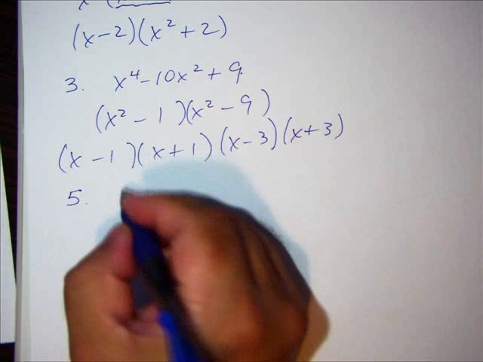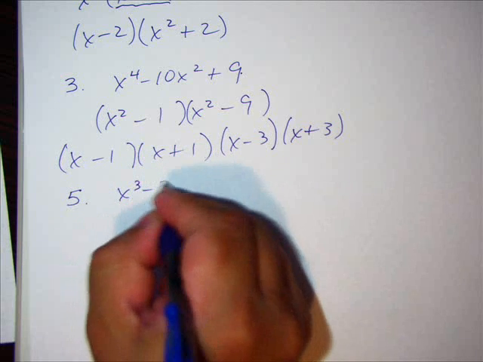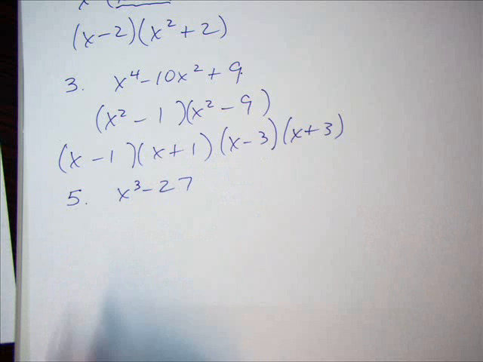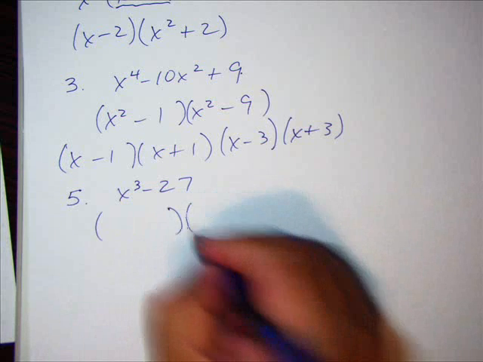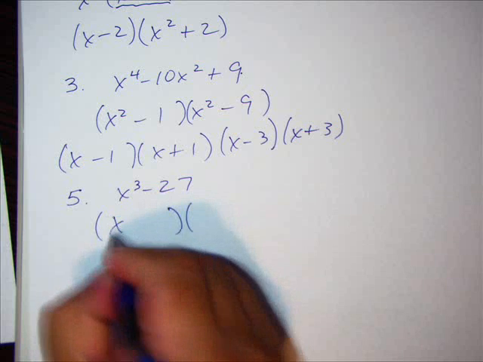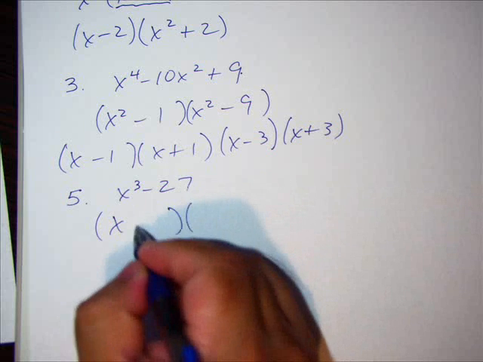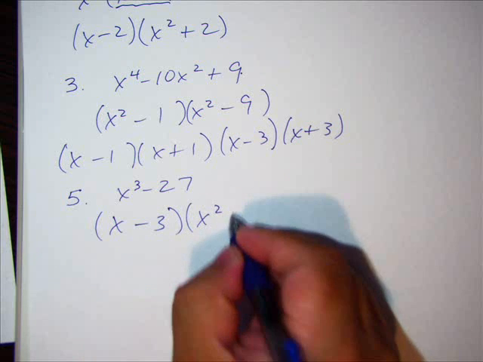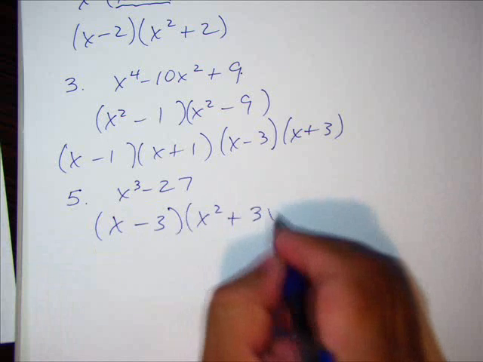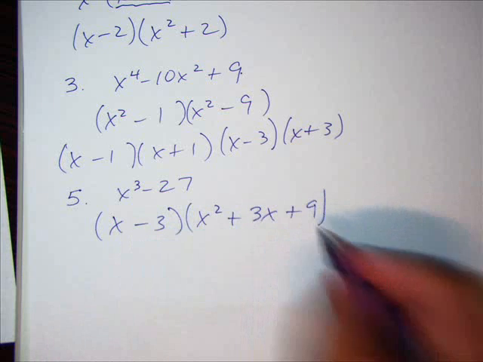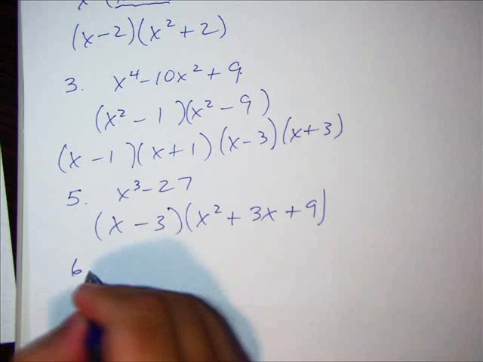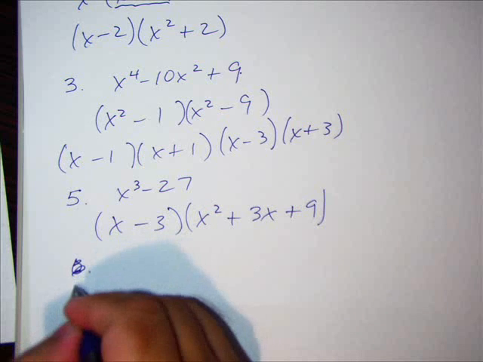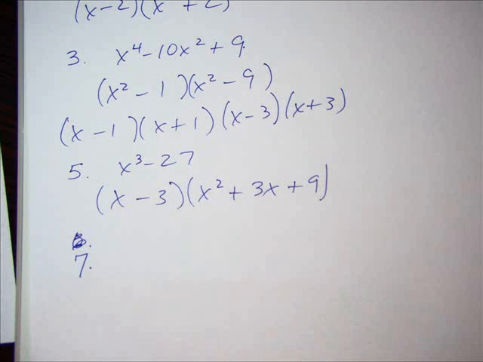Number 5. This is a difference of two cubes. In fact, I think I remember doing this one on one of the videos. Cube root of x cubed is x. Cube root of 27 is 3. Square the first term. Change the sign. Multiply the two terms. Square the last term. Plus 9. 6. Oops, not 6. I'm doing the odds. 7. Okay, 7 looks like a long problem. We're going to write that on a separate sheet of paper.